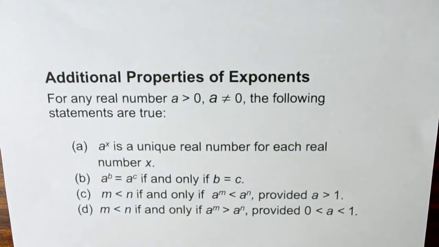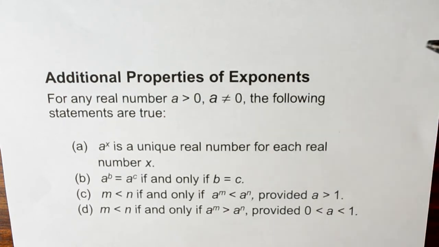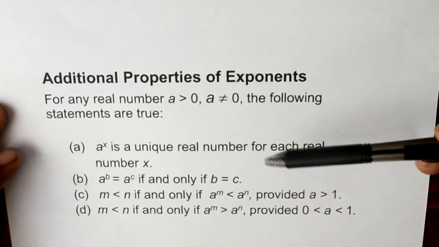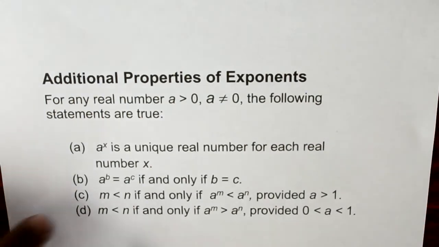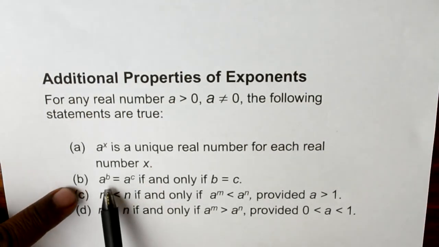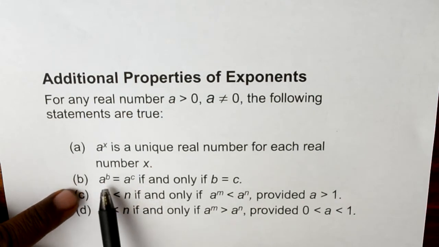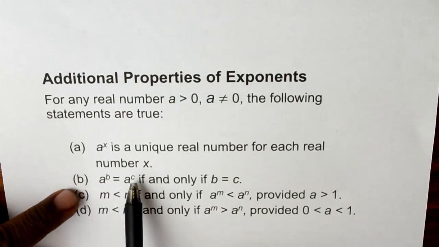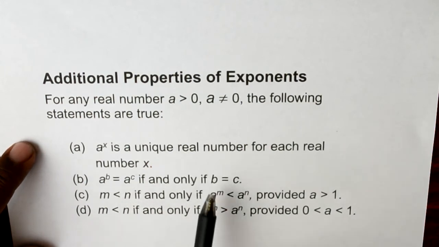Let's take a look at some additional properties of exponents. For any real number a greater than 0, where a is not equal to 1, the following statements are true. A raised to the power x is a unique real number for each real number x. The second property, which is the one we'll use to solve type 1 exponential equations: if a raised to the power of b equals a raised to the power of c, if you have the same base, you can set your exponents equal, b equal to c.